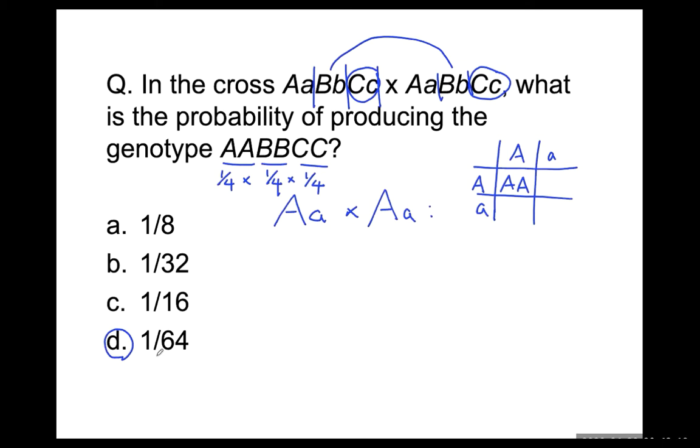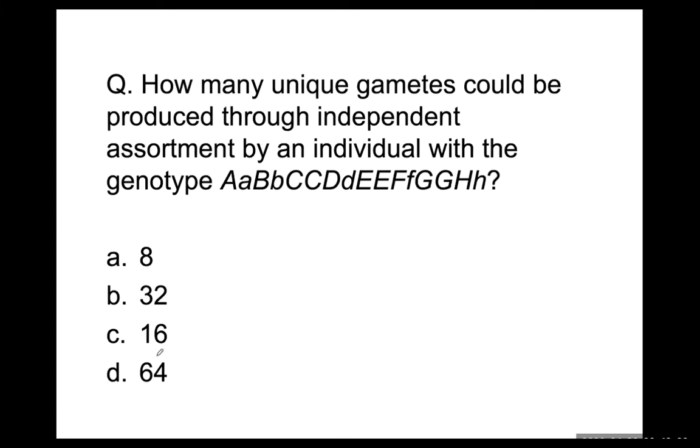So you might have these similar kinds of questions on the next lecture exam. Another question is, how many unique gametes could be produced through independent assortment by an individual with this genotype? This one is more than a trihybrid. 1, 2, 3, 4, 5, 6, 7, 8 traits are expressed in one genotype. So also for generating gametes, the probability of gametes is an independent event. So you will consider allele pairs as a different trait.